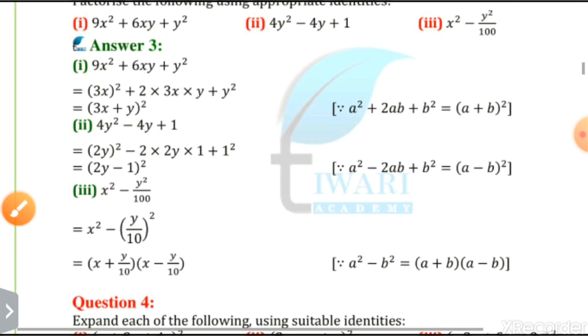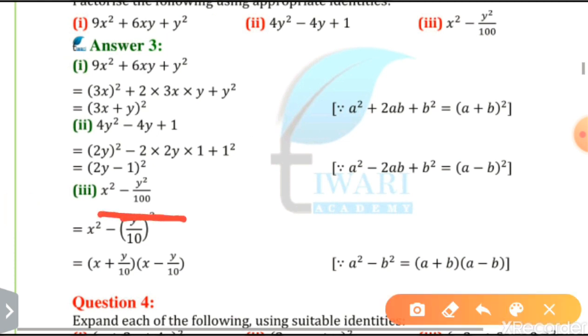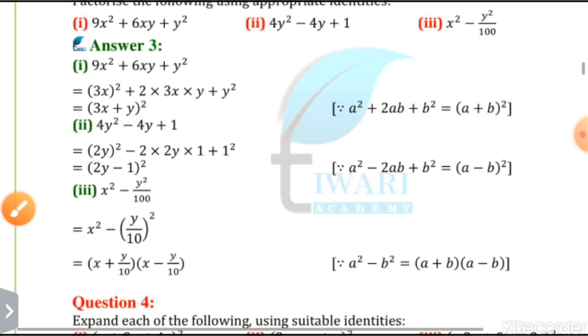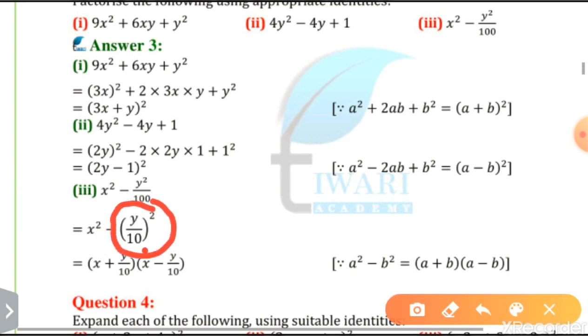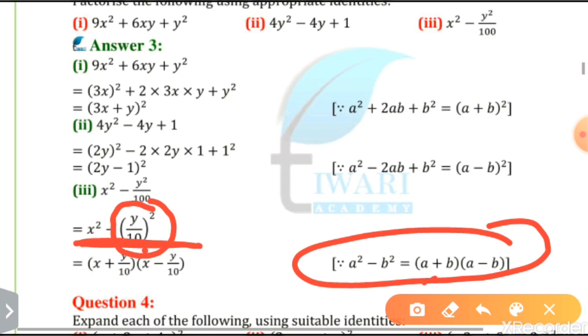In the third part, you can see that it is of the form a square minus b square, but you have to write that in place of a there is x, and in place of b there is y upon 10. Y upon 10 square, so it's now x square minus y square. So we can write it like (x plus y) in a bracket and (x minus y) in a bracket. So it is the final answer.